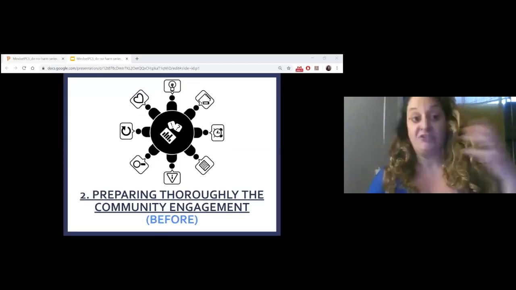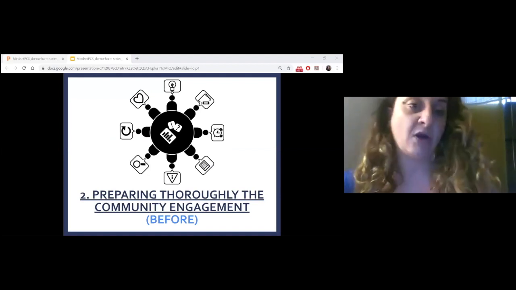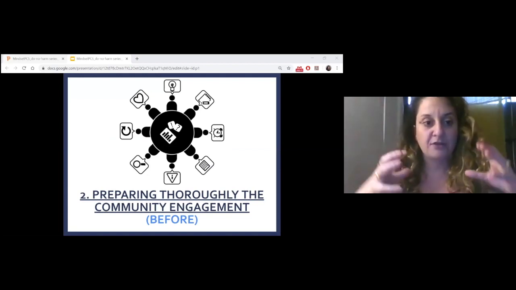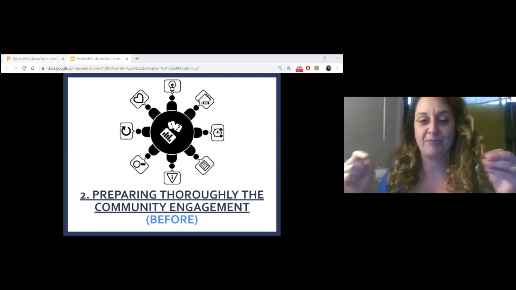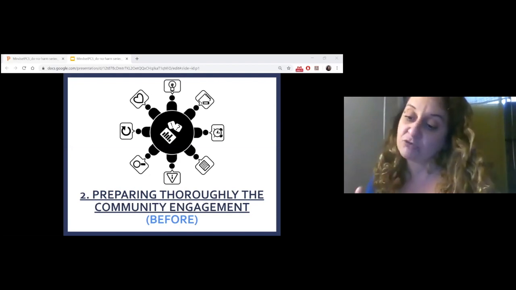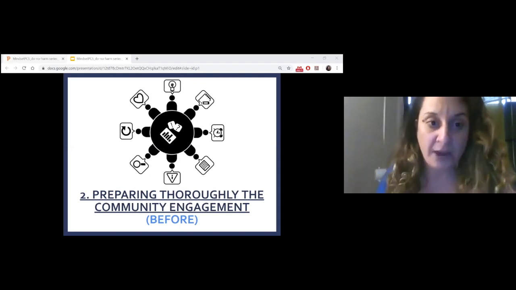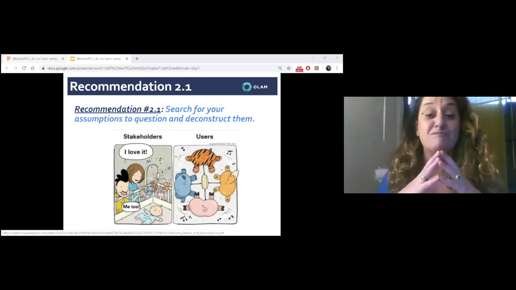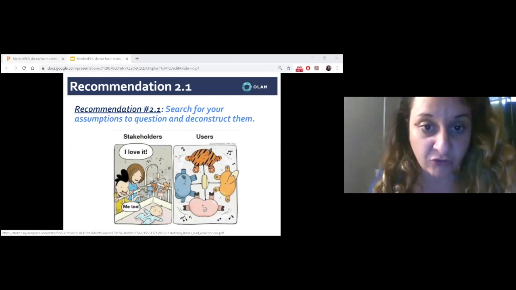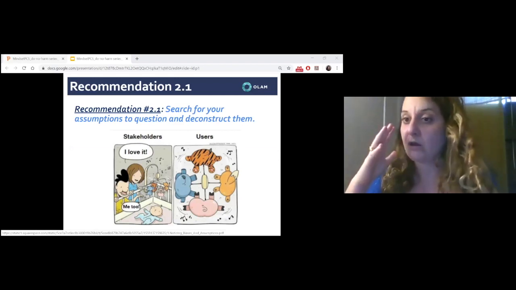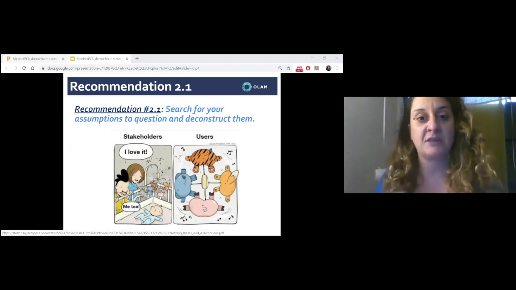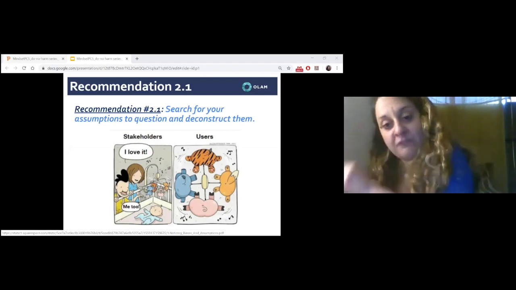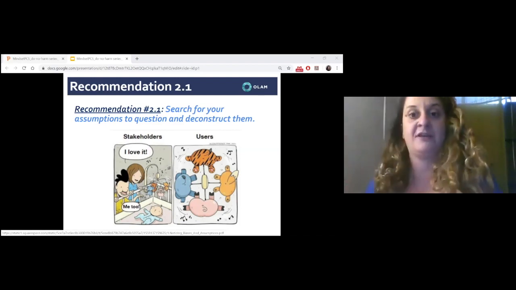Now I'm moving to the second category of recommendations, which is really important when it comes to community engagement. It's really the before: how do we prepare thoroughly for community engagement and not just pop up with our pen and notebook in a community? Whenever we need to develop a community engagement strategy, it needs a lot of work beforehand. And here I will look at the first recommendation under that category, which is maybe one of the most important. Before going to engage with communities, we need to reflect on our own assumptions, beliefs, and identities, and test those assumptions, deconstruct them, and see how they could influence the engagement positively, but especially negatively.